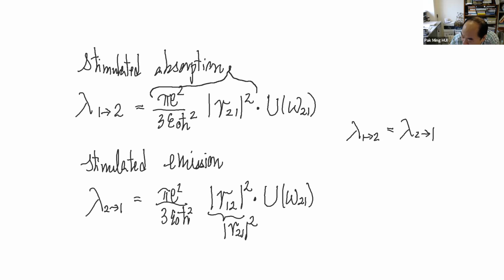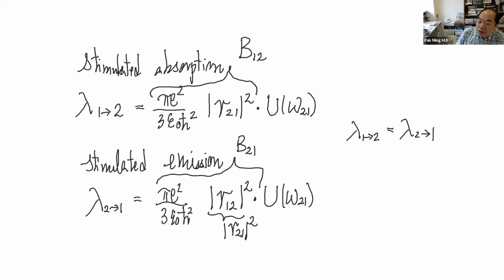In a while, we will call this whole chunk B12. So you will see what Einstein called B12 is what we got in quantum mechanics, this whole thing in front of the U, all right? And then the stimulated emission is what Einstein would call B21.